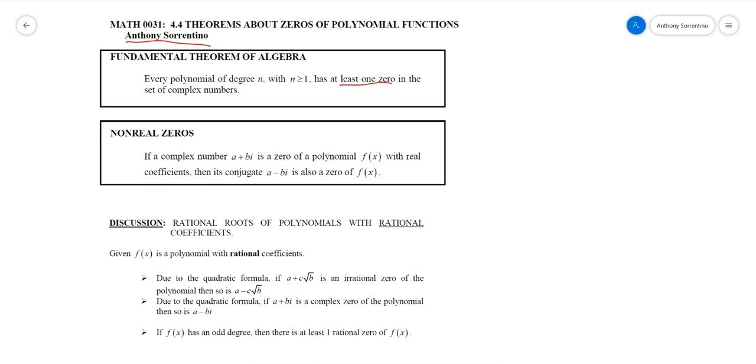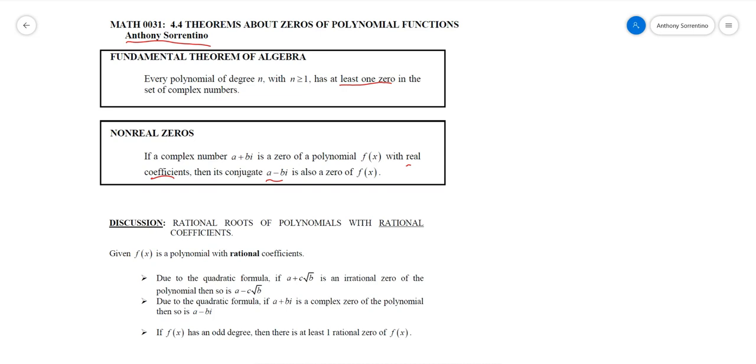Non-real zeros. If a complex number a plus bi is a zero of a polynomial f of x with real coefficients, then its conjugate is also a zero of f of x. Basically what that's telling you is that non-real zeros come in pairs. And that's basically a result of the quadratic formula again.